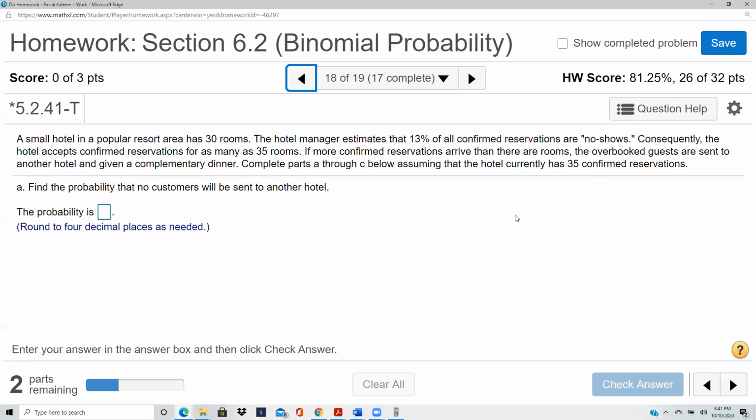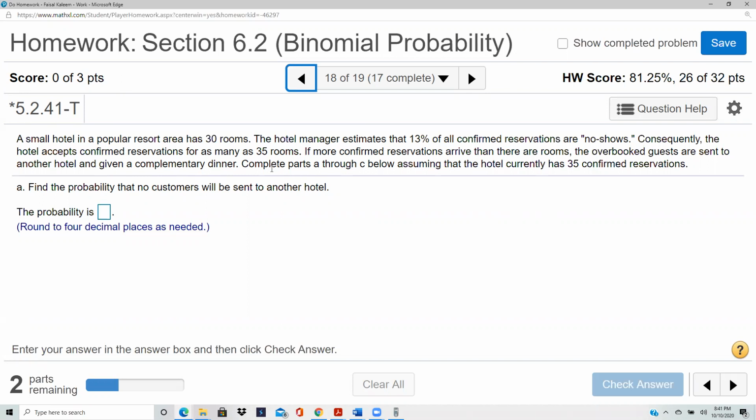A small hotel in a popular resort has 30 rooms. The manager estimates that 13% of all confirmed reservations are no-shows. So the hotel accepts confirmed reservations for as many as 35 rooms. If more confirmed reservations arrive than there are rooms, the overbooked guests are sent to another hotel and given a dinner.